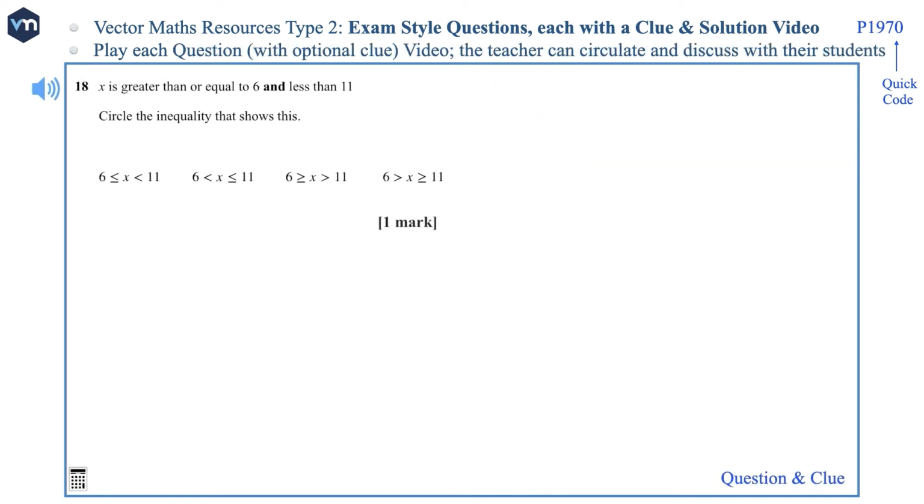x is greater than or equal to 6 and less than 11. Circle the inequality that shows this. Is it 6 is less than or equal to x, which is less than 11; 6 is less than x, which is less than or equal to 11; 6 is greater than or equal to x, which is greater than 11; or 6 is greater than x, which is greater than or equal to 11?